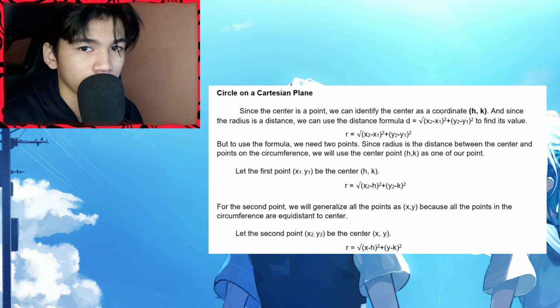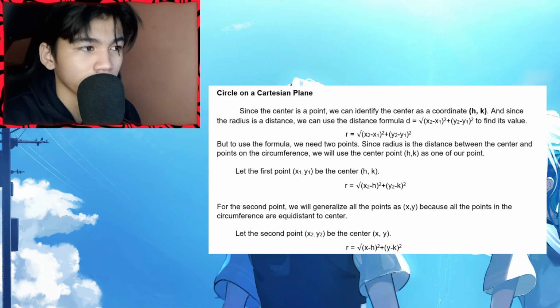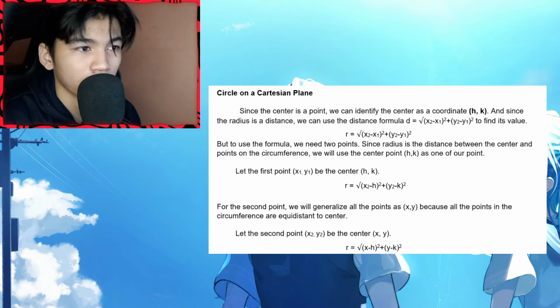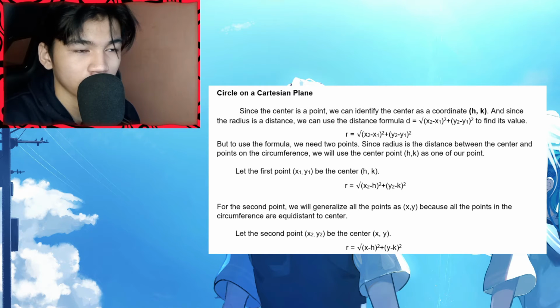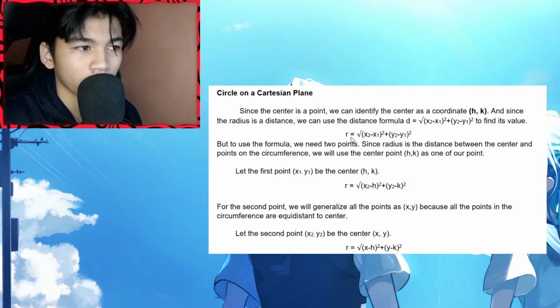Circle on a Cartesian plane. Since the center is a point, we can identify the center as a coordinate h and k. And since the radius is a distance, we can use the distance formula d equals square root of x2 minus x1 squared plus y2 minus y1 squared. To find its value, we're just going to replace the letter d with r, that's the radius, because it's the same, because radius is a distance. So it will become r equals square root of x2 minus x1 squared plus y2 minus y1 squared.